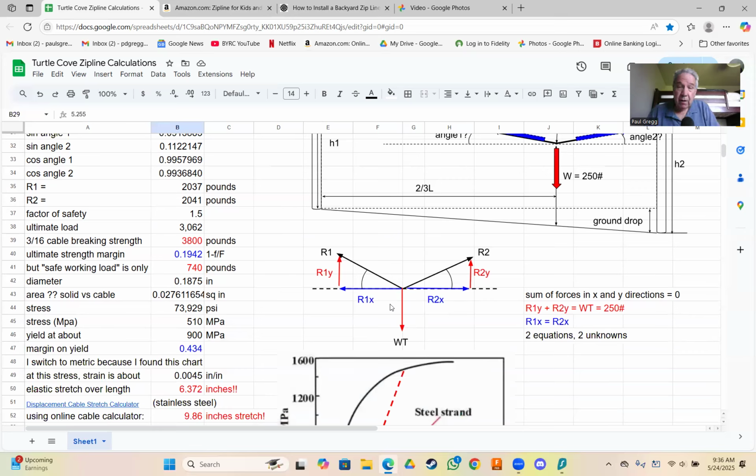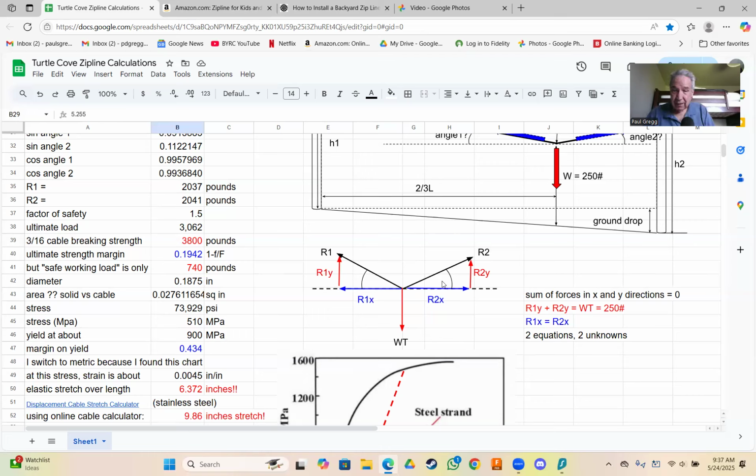And then what you know is that the forces in the y direction have to equal zero when you sum them all together, because it's a static condition, it's not moving. You also know that, in blue here, the sum of the forces in the x direction also equal zero. And so you have two unknowns. You don't know what R1 and R2 are. And R1 and R2 are broken down into X and Y components.